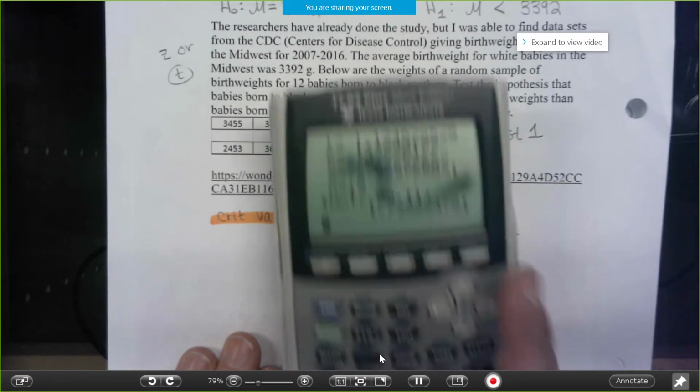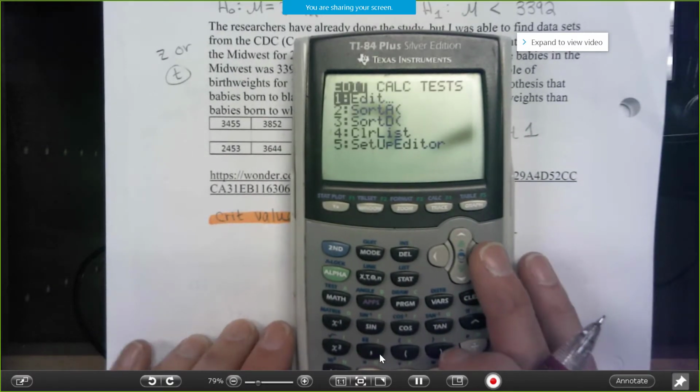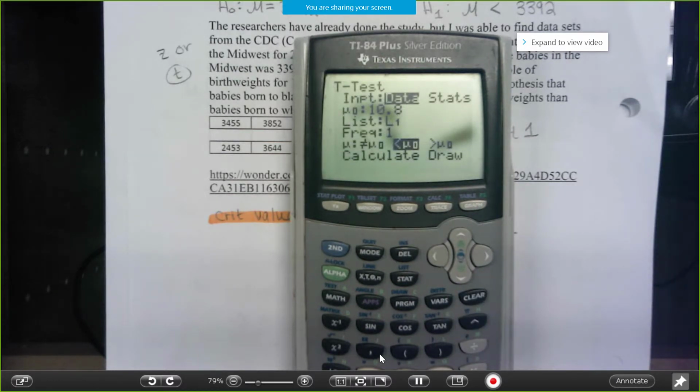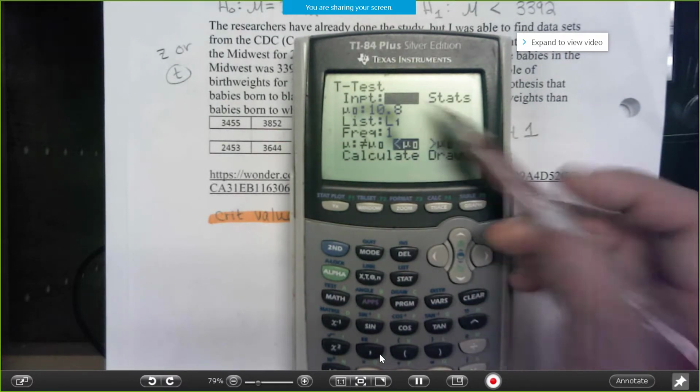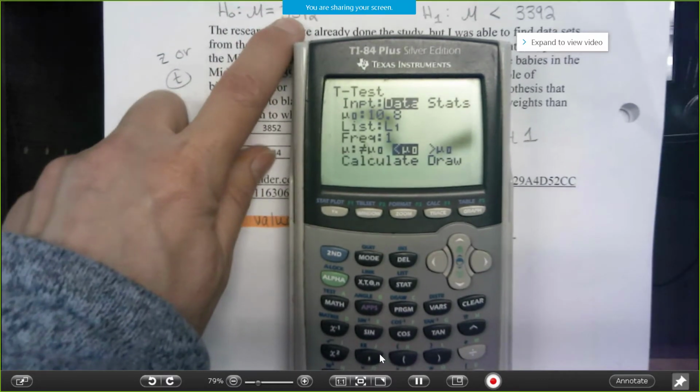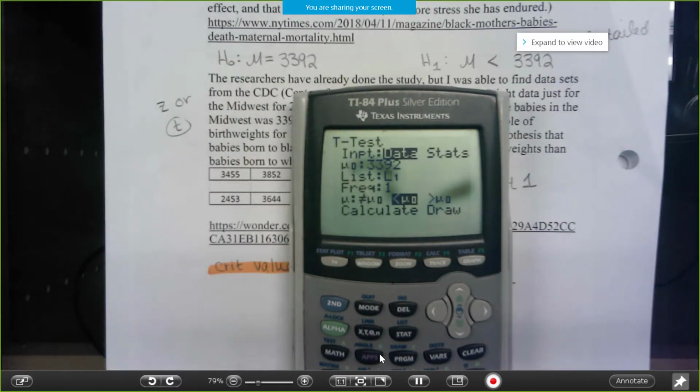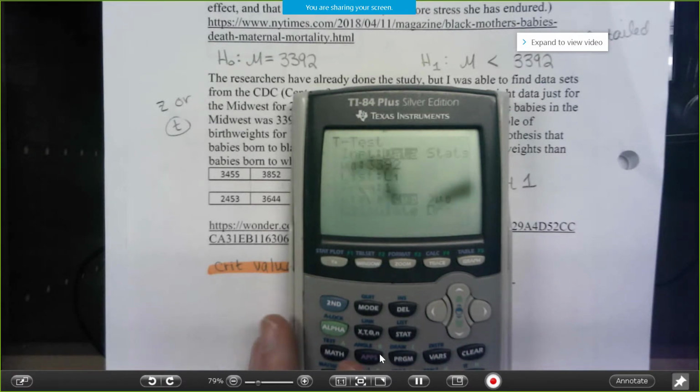So now I'm going to go stat, arrow over to tests, and we're doing a t-test. Again, we have the data for this sample, so we want data to be highlighted. This time our mu is 3392. Our list is, I put my data into list 1, the frequency is 1, and we're again doing a less than in our alternative hypothesis, and then highlight calculate.